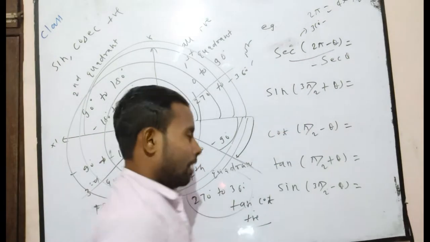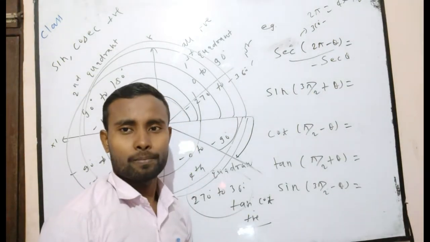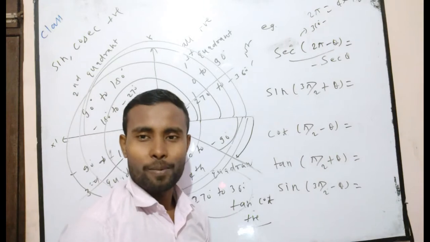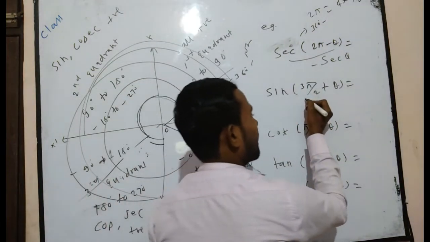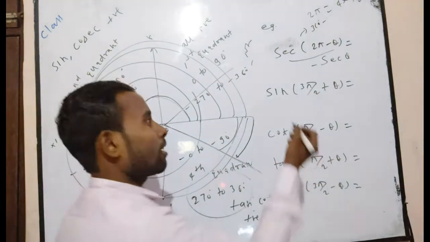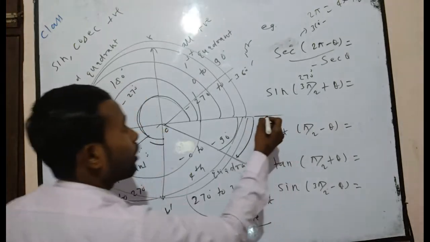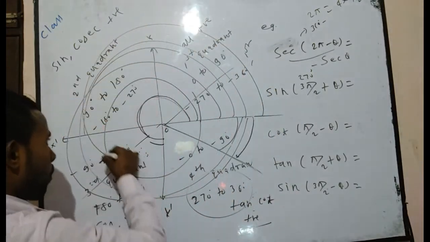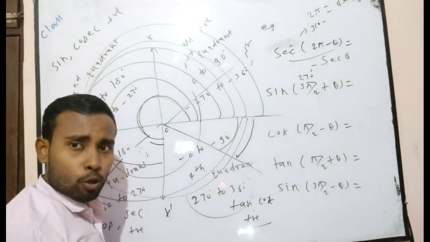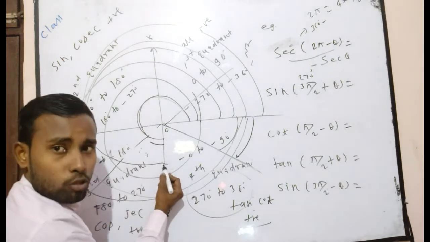Now take this example: sine 3 pi by 2 plus theta. How can you write this formula? It is very simple. First of all, consider in which quadrant 3 pi by 2 plus theta lies. 3 pi by 2 means 270 degree. Another way, graphically, you can consider one and a half revolution. Sorry, half and one-fourth, half and 1/4 revolution. Here it represents 270 degree.